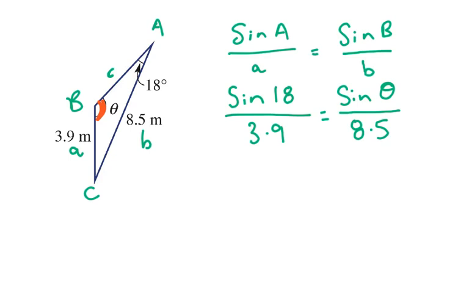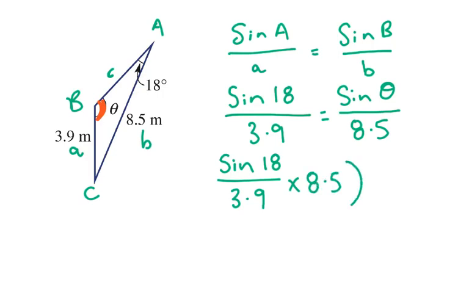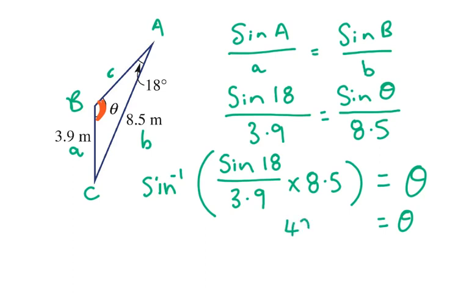So I filled in the information thus far, and therefore I'm trying to get theta on its own. Same as the previous example, so it's going to be sine 18 divided by 3.9 times by 8.5, and that's all going to be in brackets because I need to get theta on its own, so it's going to be sine minus 1, and that's going to be equal to theta. Now the answer you're going to get for theta is actually going to be the acute angle size. So the answer for this theta would be 42.34 degrees.